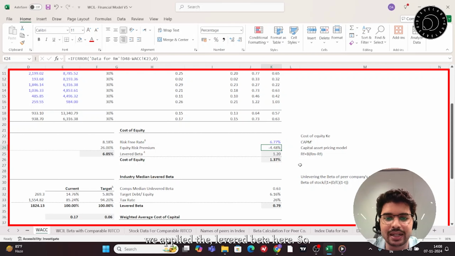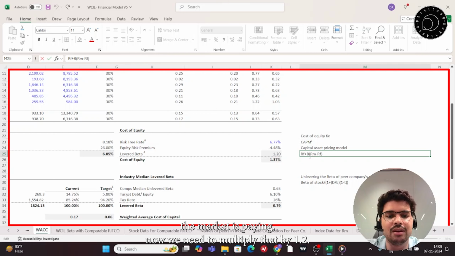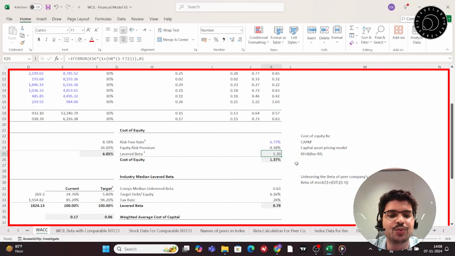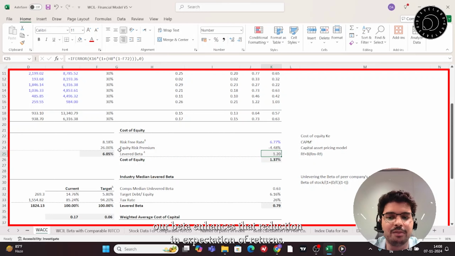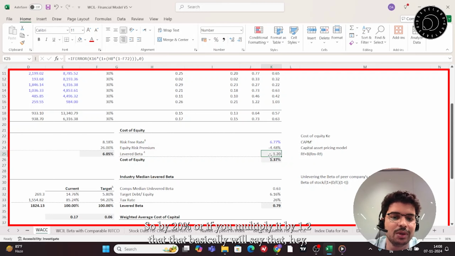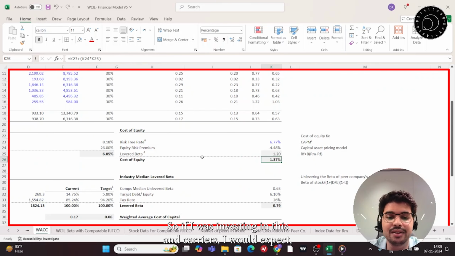And then we applied the levered beta here. So now that we know how much extra or lesser the market is paying, now we need to multiply that by 1.2. So we are saying that since the risk premium is -4.48, our beta enhances that reduction in expectation of returns. So by 20%, or if you multiply it by 1.2, that basically will say that, hey, multiply this with 1.2 and then reduce it from my expectations. So if I was investing in Western Carriers, I would expect a cost of equity at 1.37%.